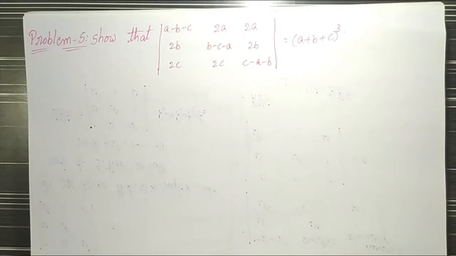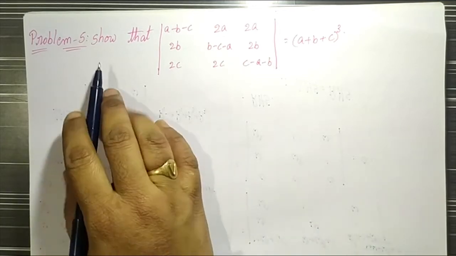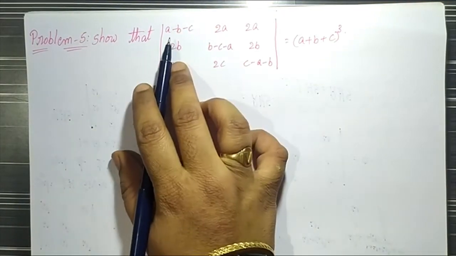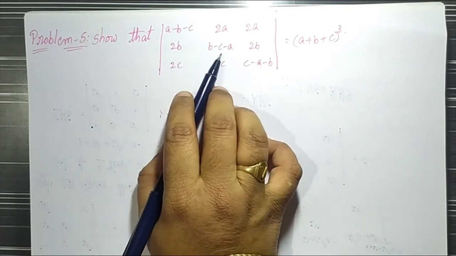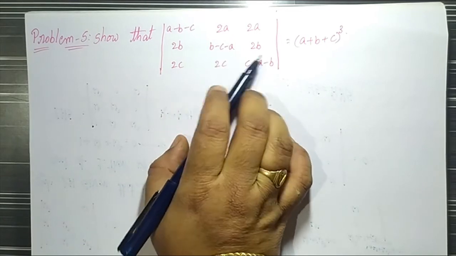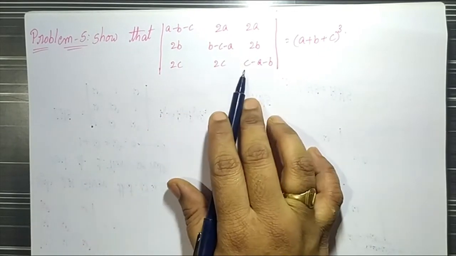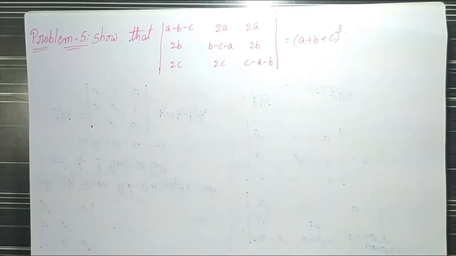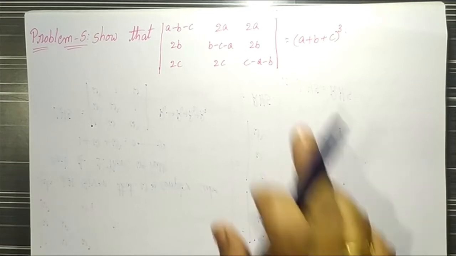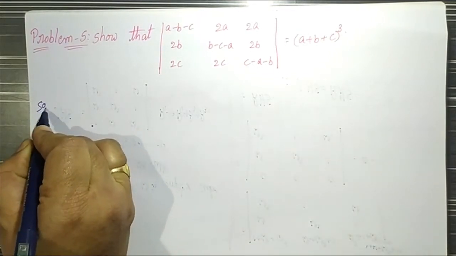Next we will go to the fifth problem in the same solved problems 3.4.10. The problem is: show that the determinant of [a minus b minus c, 2a, 2a; 2b, b minus c minus a, 2b; 2c, 2c, c minus a minus b] is equal to a plus b plus c whole cube. This is our given problem. In this problem we have to show this result.